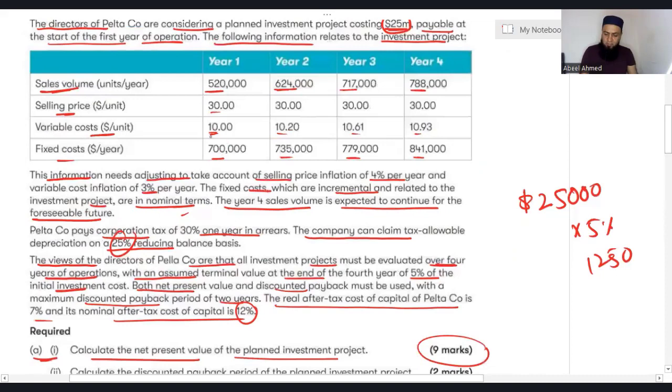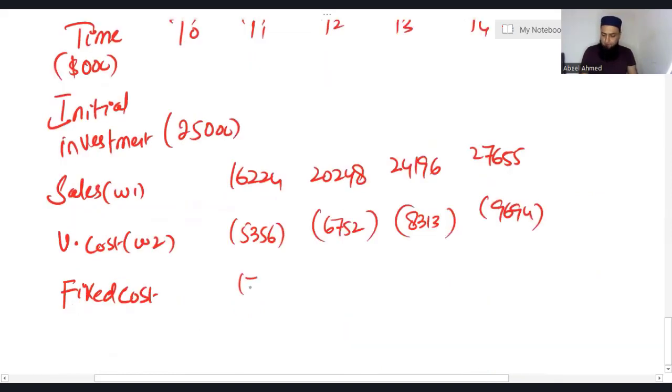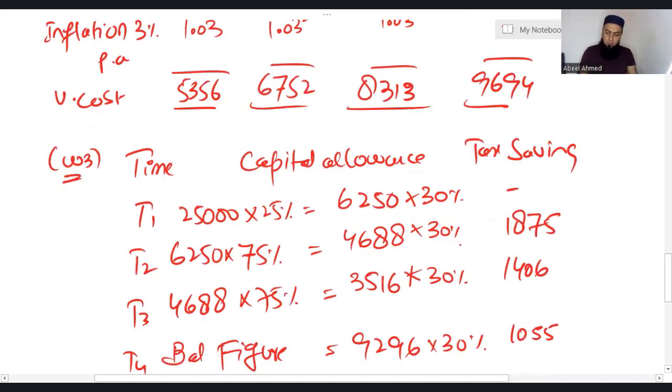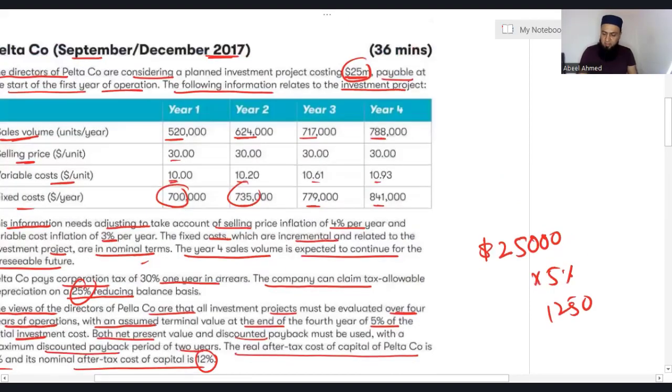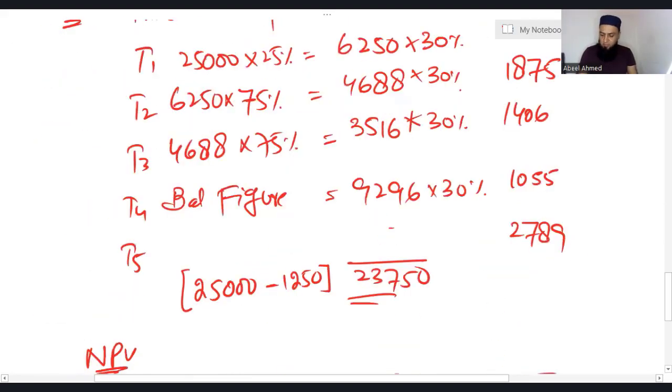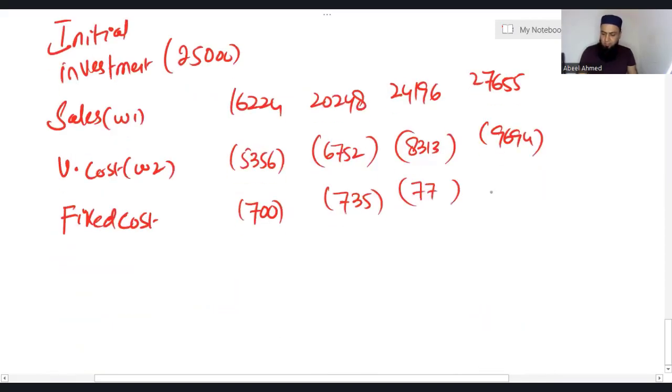First year fixed cost is 700, then 735, 779, 841.